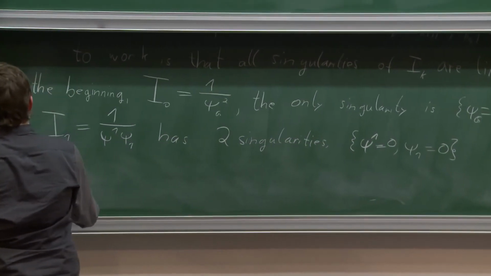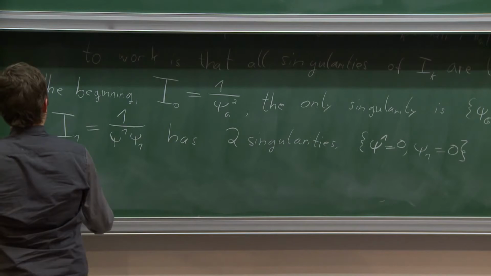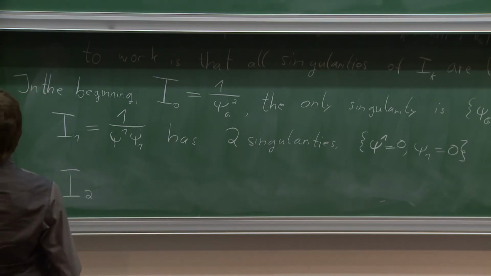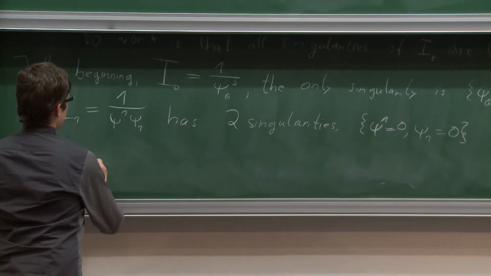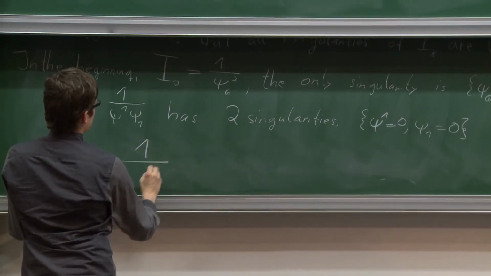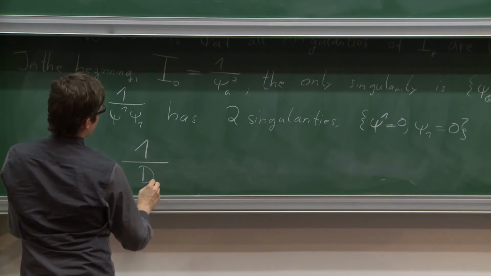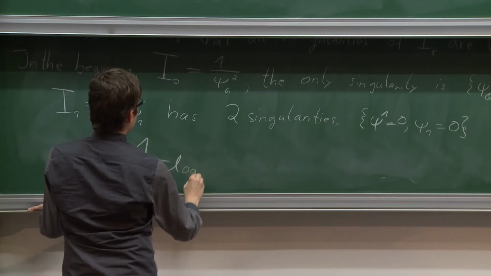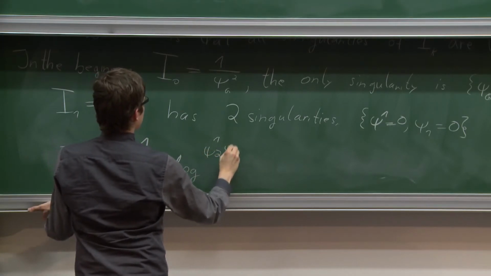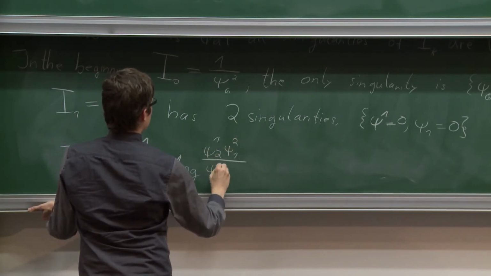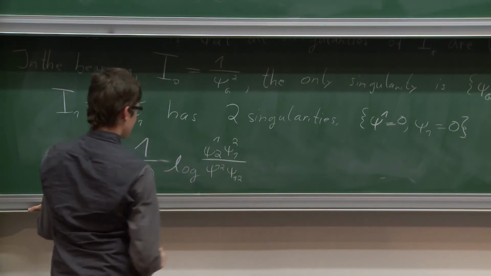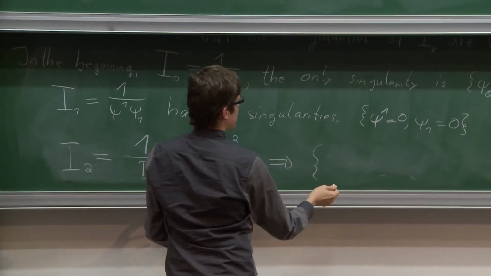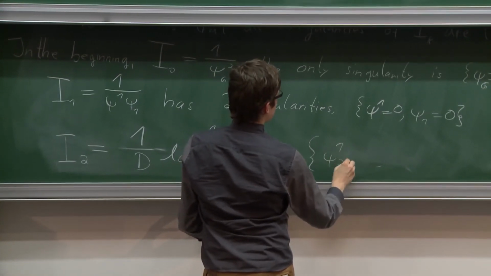And we also had I2 after 2 integrations, which was this combination. We had this denominator times a logarithm of psi upper 1, lower 2, psi upper 2, lower 1, over psi upper 1, 2, psi lower 1, 2. So here we have singularities when either of these polynomials vanish.